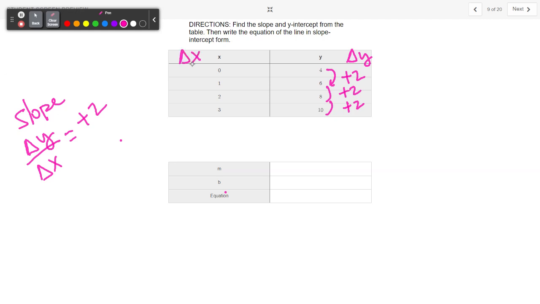Change in x. X is on the left-hand side, so change in x is what you do to get from one x to the next x. So from 0 to 1, plus 1. 1 to 2, plus 1. 2 to 3, plus 1. So my change in x is plus 1.